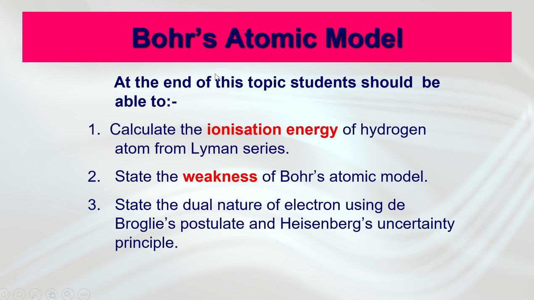Of course, atomic model. So at the end of this topic, students should be able to first calculate the ionization energy of hydrogen atom from Lyman series. So specifically for Lyman series. Next, you should be able to state the weaknesses of Bohr atomic model, and then you should be able to state the dual nature of electron by using de Broglie postulate and also Heisenberg uncertainty principle.